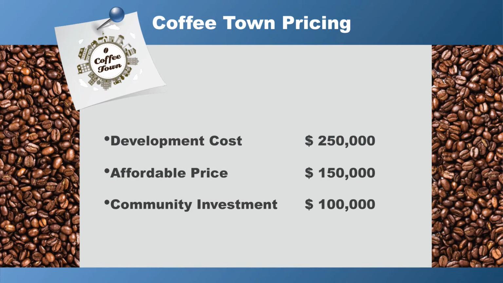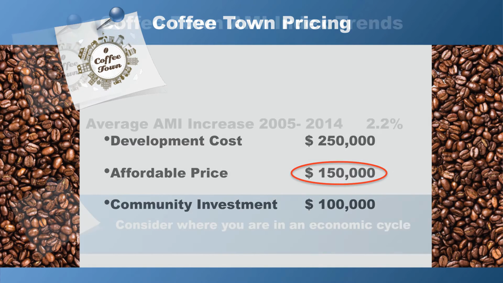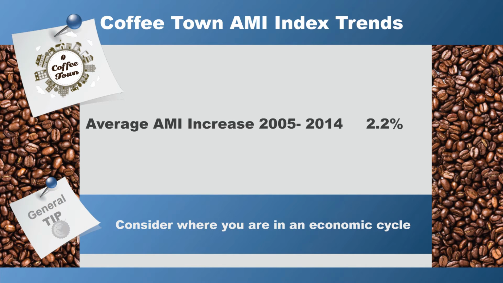Let's revisit the scenario we worked together on in Module 2. As a reminder, we calculated our affordable price to be $150,000. In Coffeetown, we decided to use the area median income as our index for our resale formula. We did a quick assessment of AMI and saw that incomes increased on average 2.2% per year for the past 10 years. That sounds like a nice, slow, steady pace.